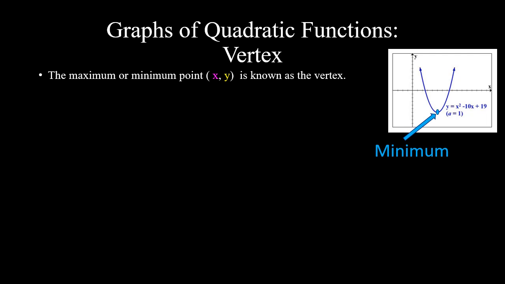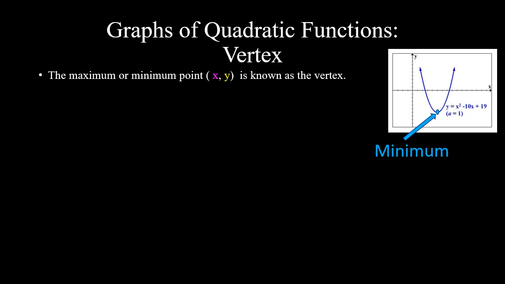So I want to take a look at one of the graphs that we saw on the last page. It was the graph where we had a minimum. Our parabola was concave up, so we were dealing with a minimum point. That means we are dealing with a vertex that is a minimum. So this point is called the vertex. In this case, it is a minimum. It's that bottom point.